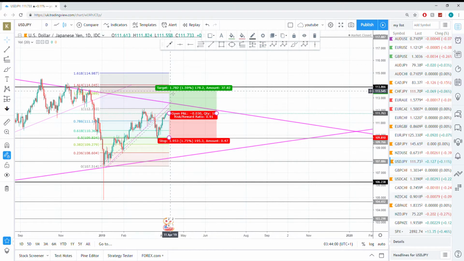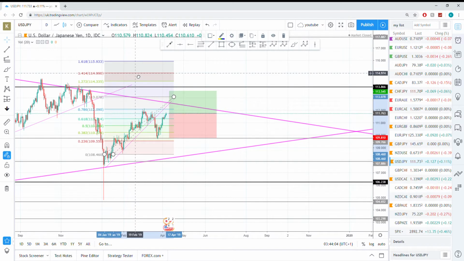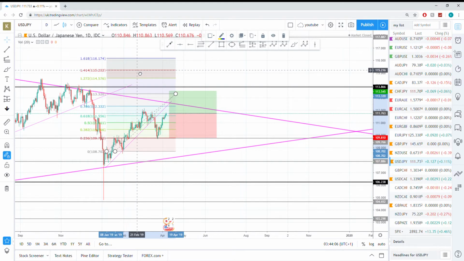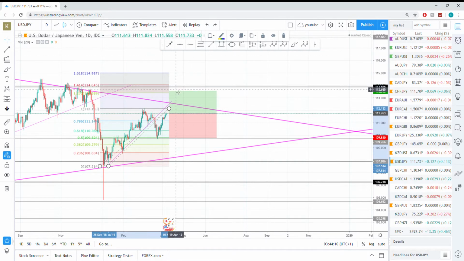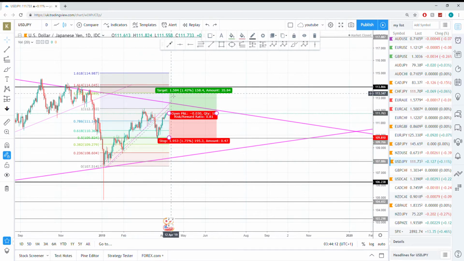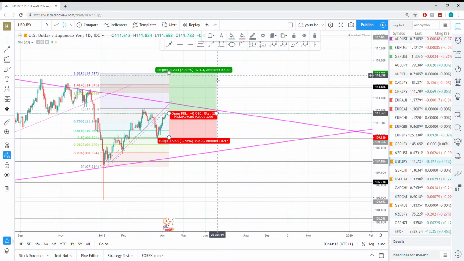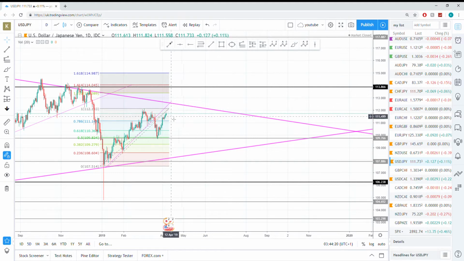they typically use the 1.272, sorry, as an area for their take profit zone, and then they also use the 1.618 as another key zone. But you have to have a lot of confidence that price is breaking these areas.